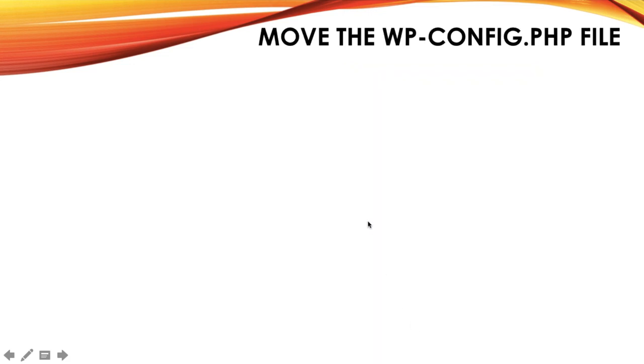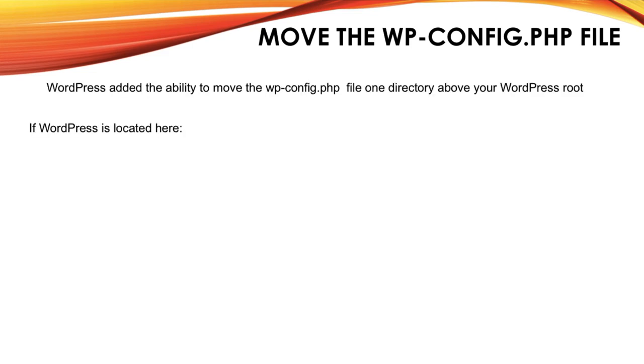So another key concept for securing your WordPress is to move the wp-config file. What exactly does it mean? WordPress added the ability to move the wp-config.php file one directory above your WordPress root. What it exactly means is, suppose you have a public HTML folder, inside that you have a WordPress folder where you have installed all your WordPress installation, and in that you have the wp-config.php file. So what you can do is copy this wp-config.php file and move it one folder up. It is in WordPress now, but it will be in the public HTML folder.